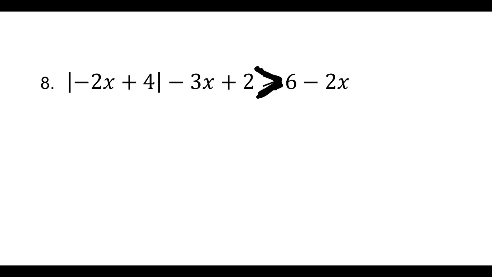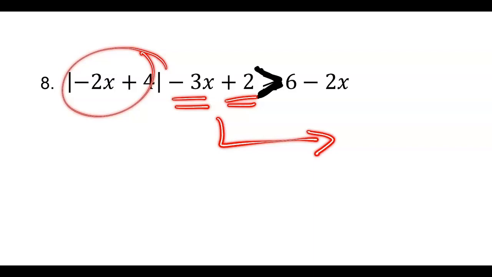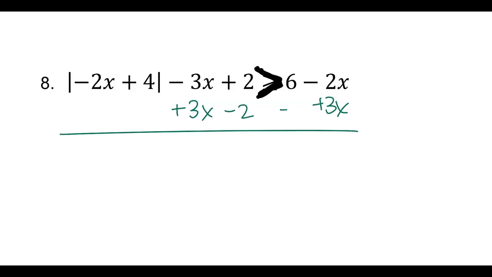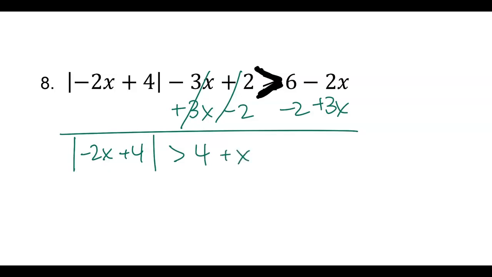So remember, the first and most important thing that you want to do is isolate the absolute value. So that means this negative 3x and this 2 have both got to go to the right-hand side. They have to move. There's no other way around it. So I'm going to move both at the same time. I'm going to add 3x to each side first. And I'm also going to subtract 2 on each side. So we're going to make this the absolute value of negative 2x plus 4 is going to be greater than, remember I changed this to the greater than symbol, not greater than or equal to, 6 minus 2 is going to give me 4. Negative 2 plus 3 is just positive x.